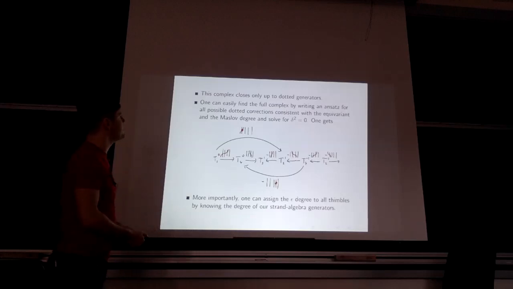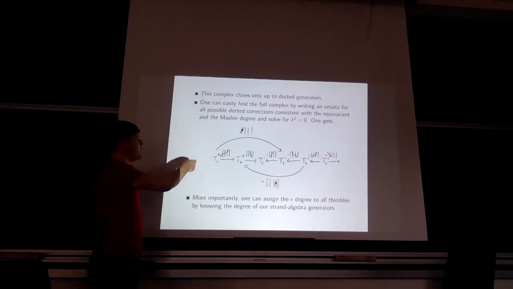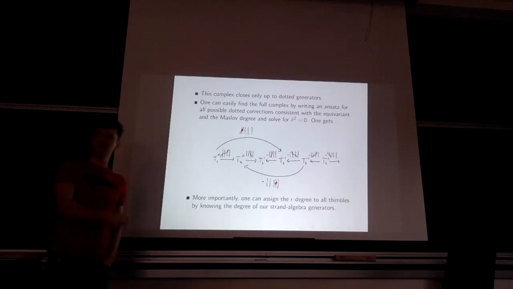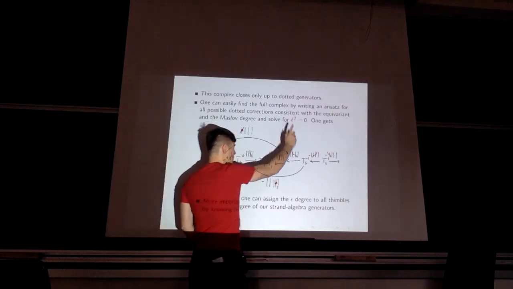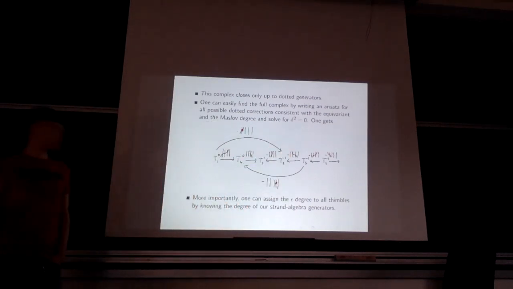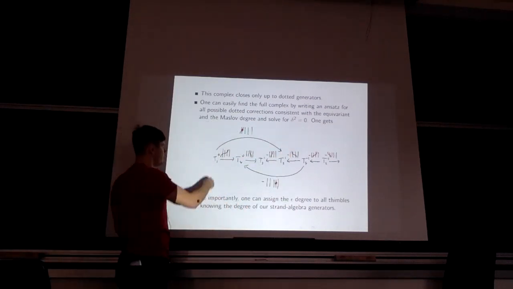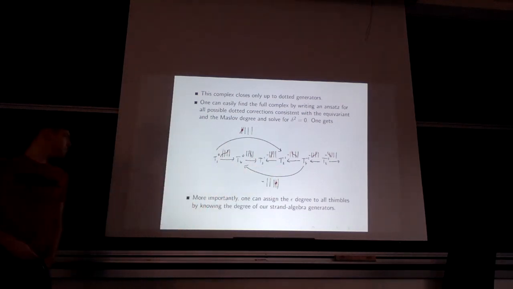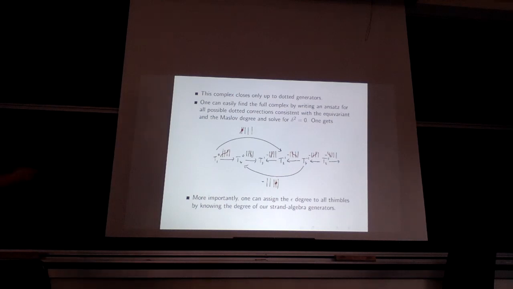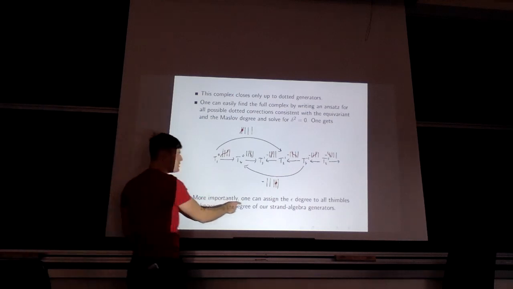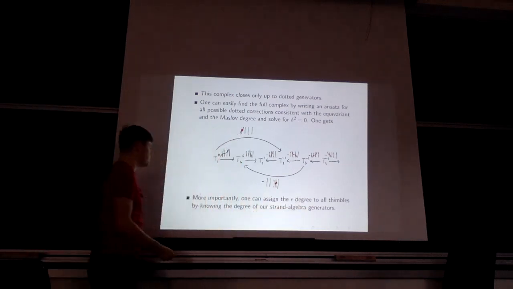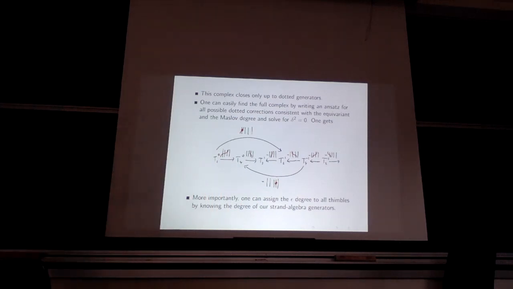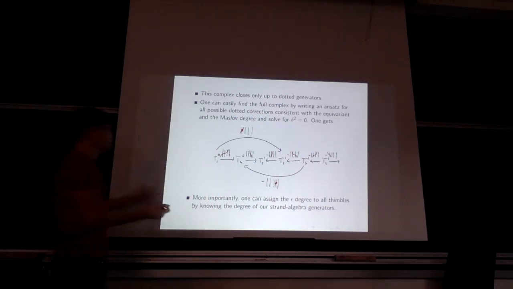And you can find the lift of the cycle upstairs by just turning on all possible maps with some kind of coefficients and trying to solve for delta squared equals zero. It turns out that there's a single solution corresponding to turning on these two extra maps. But more importantly, we can actually assign epsilon degrees to all the thimbles by knowing the degree of the strand algebra generators. So how would we do that?